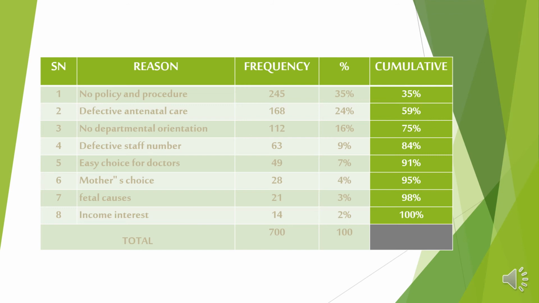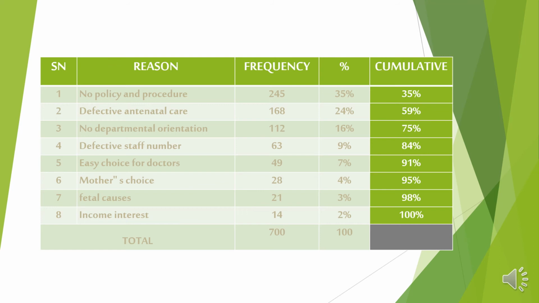Let's say that we have COVID-19 spread among our healthcare facility. Let's say that we have 245 infections with COVID-19 amongst staff because they are not following the policy and procedure. 168 because this is for cesarean section and some problems. 168 defective antenatal care. 112 no departmental orientation. Those are the frequencies of the causes.